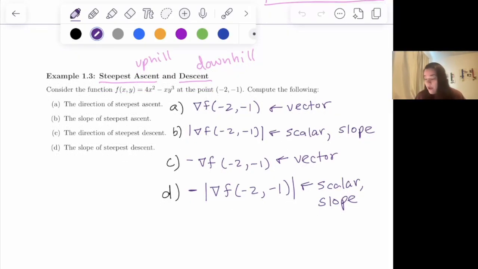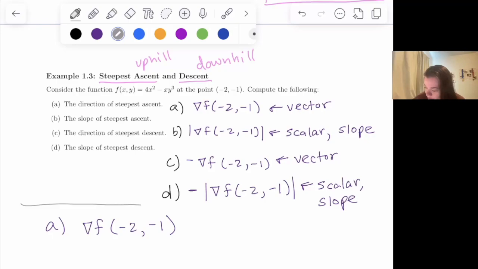So let's start our process on actually finding each of these elements. So once again, part A asks us to find the direction of steepest ascent. The direction of steepest ascent is found by finding the gradient vector and then evaluating it at the given point in question. That's what we're looking for in part A. I'm going to put in just a little separator line as we begin our scratch work here.